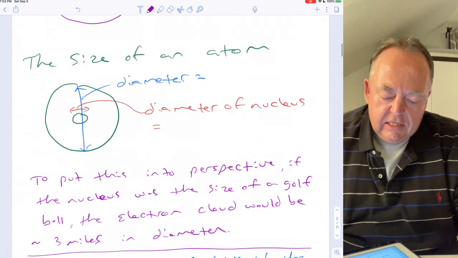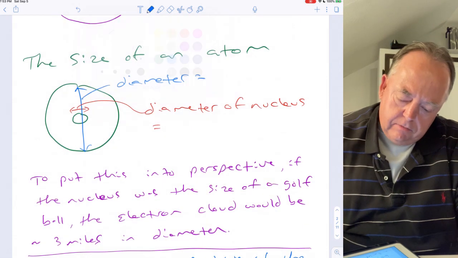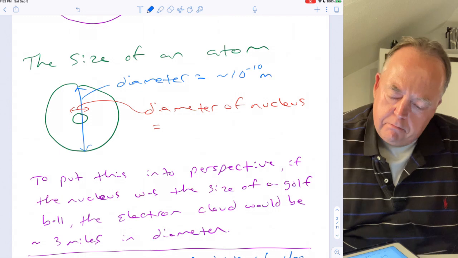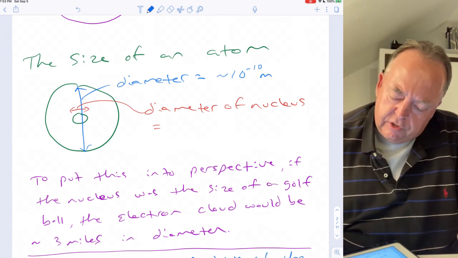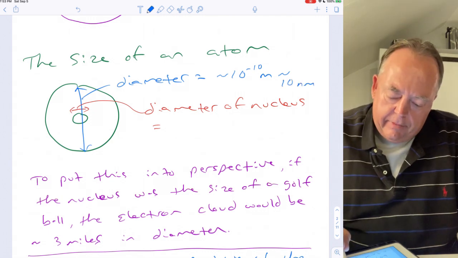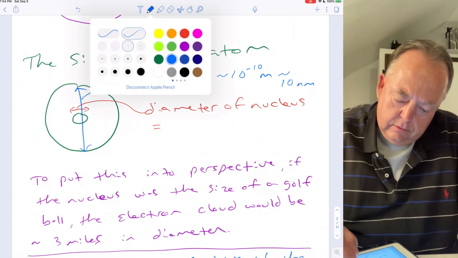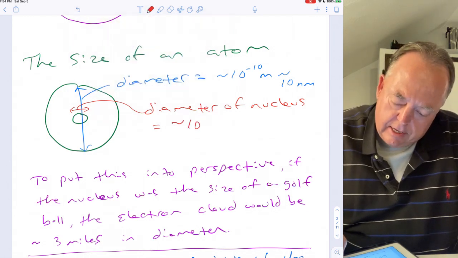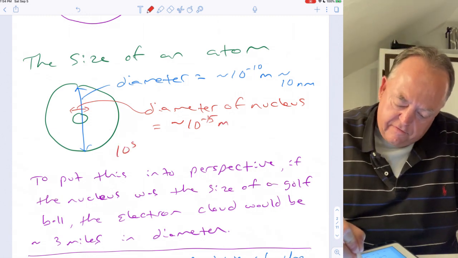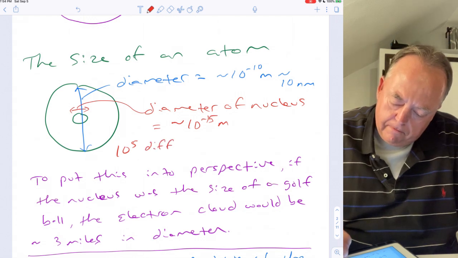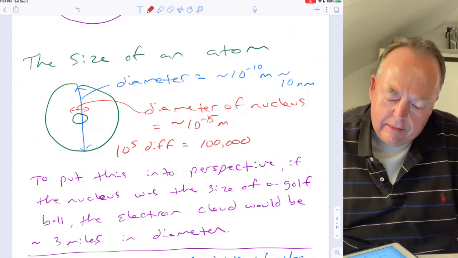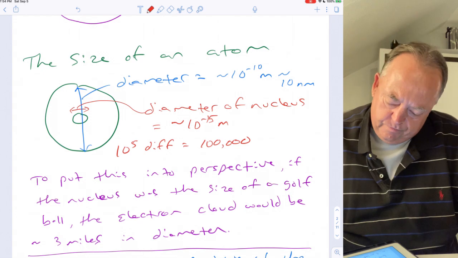So in terms of the basic size of an atom, atoms are of course extremely small. The diameter of an atom is around 10 to the minus 10 meter. So about 10 nanometers. And the diameter of a nucleus is around 10 to the minus 15 meter. So that's a power, so 10 to the 5th power difference. So the electron cloud's about 100,000 times the size of the nucleus of an atom.